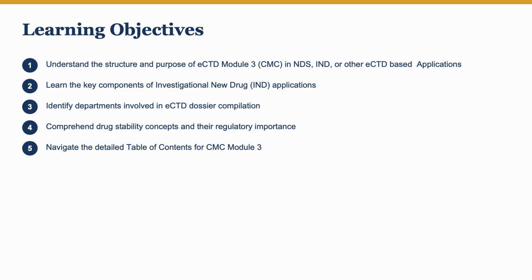Fourth, we will comprehend drug stability concepts and why they matter for regulatory approval. Finally, we will navigate the detailed table of contents for Module 3, understanding the numbering system and what goes where. These objectives will prepare you for working on actual regulatory submissions.